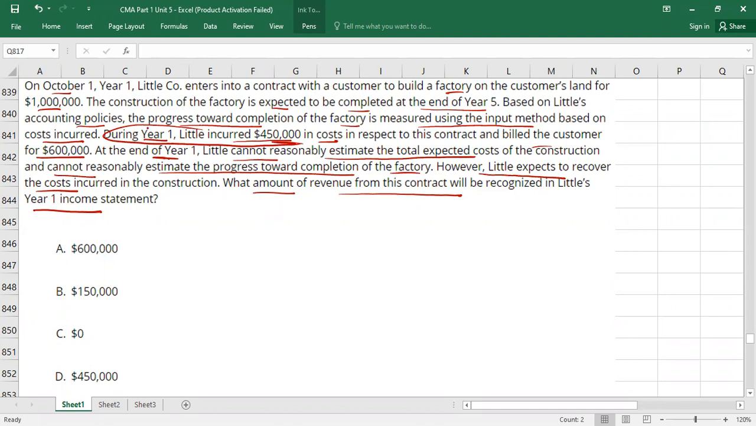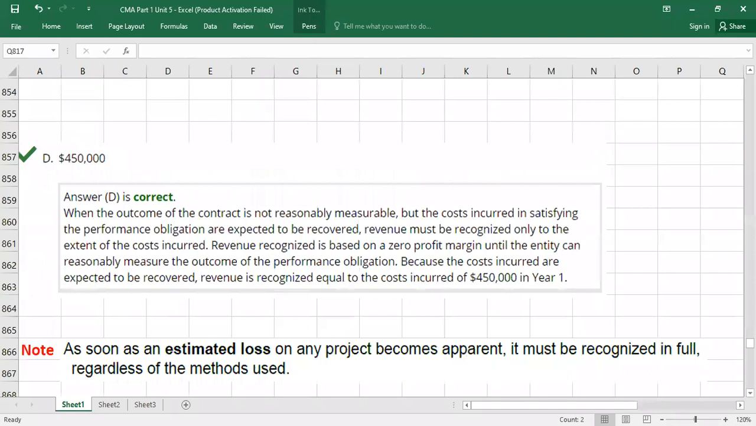And what is the actual cost you have incurred in the first year? 450,000. It means revenue should be booked at 450,000, equal to the cost. Understood? So this is the explanation you can go through. Otherwise, I have told you.